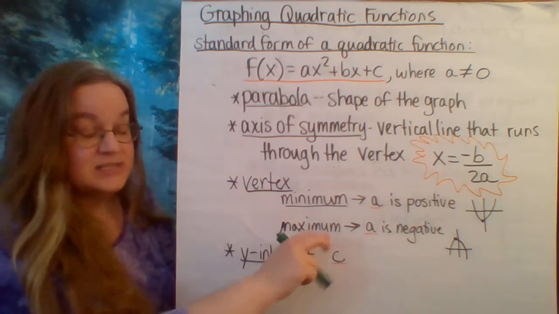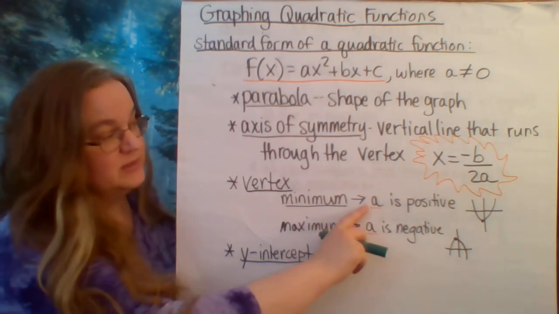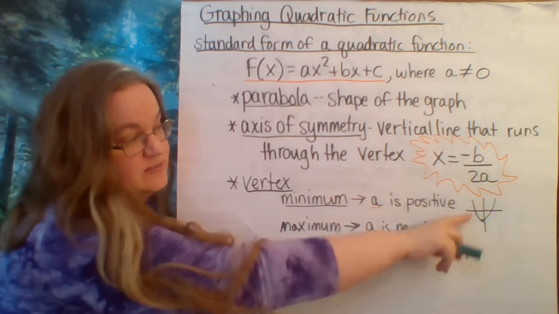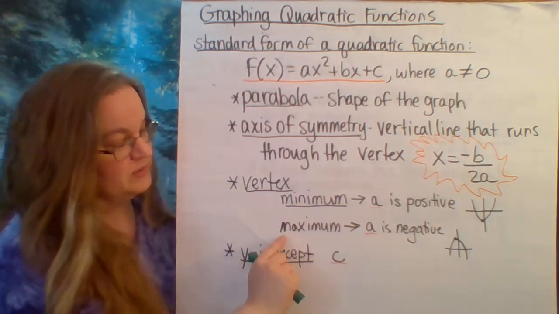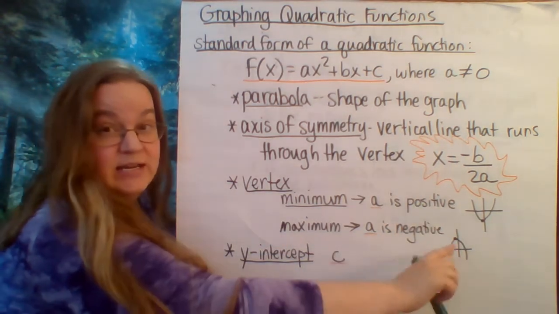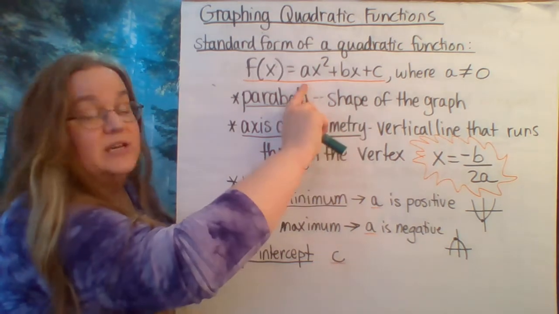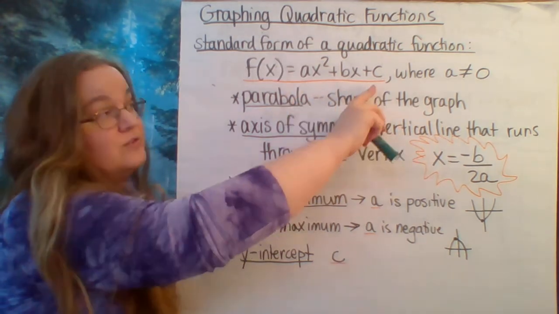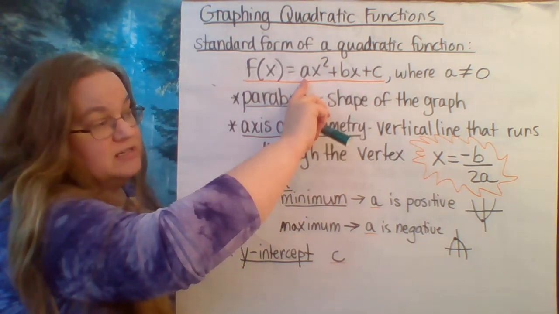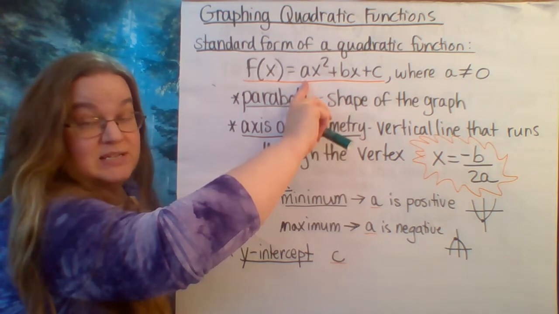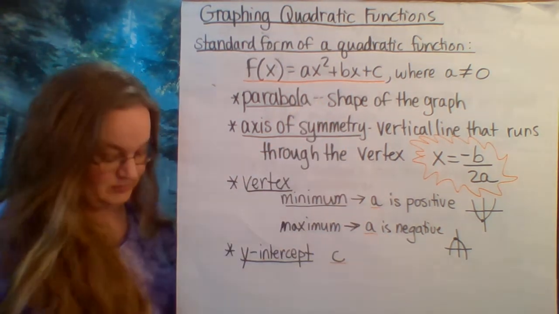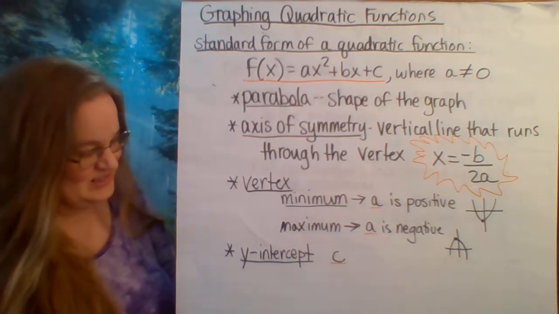The vertex: if you have a minimum, then a is positive. That means it opens up. If you have a maximum, then a is negative, so it opens down. So again, when we have this in standard form, if a is positive, it opens up. If a is negative, it opens down. And that helps me to make some decisions about things.